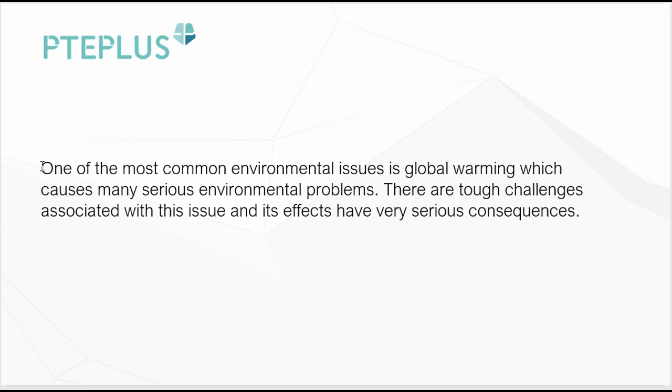Notice the first clause here. One of the most common environmental issues is global warming, which is fine to stand on its own. And then we have another clause, which causes many serious environmental problems. Notice how the second clause needs the first clause to exist. If the first clause was just its own sentence, one of the most common environmental issues is global warming, it can exist on its own, right? And that makes sense. But if we have this sentence on its own, which causes many serious environmental problems, it doesn't make sense, right? Because wait, what's causing many serious environmental problems? So that's why this second clause is subordinate to the first.